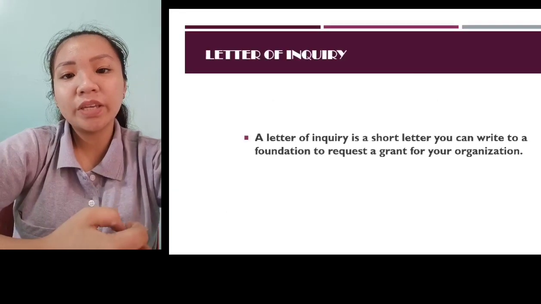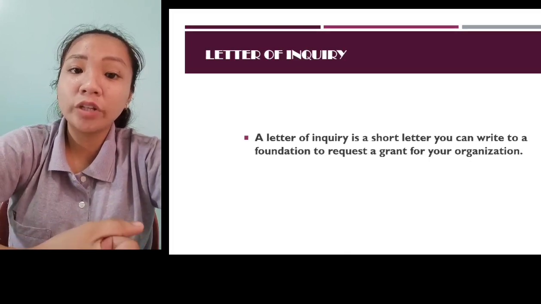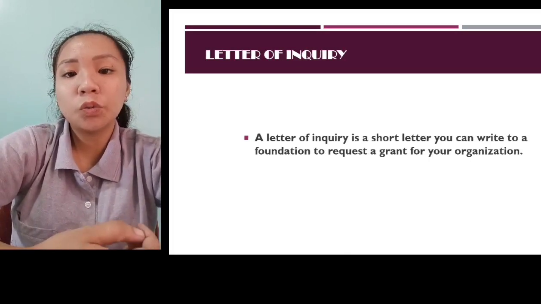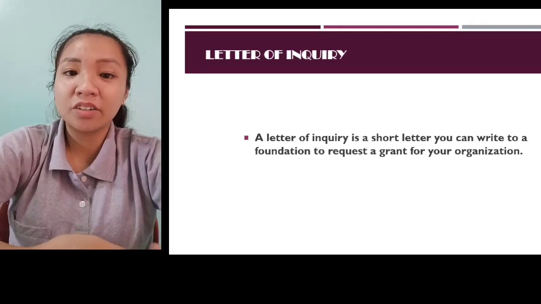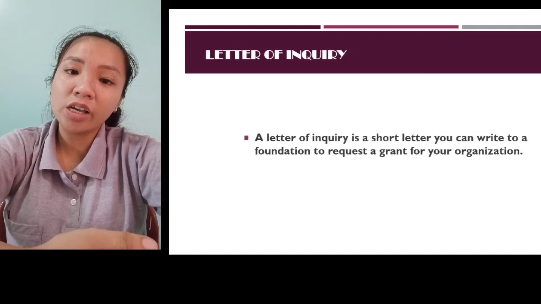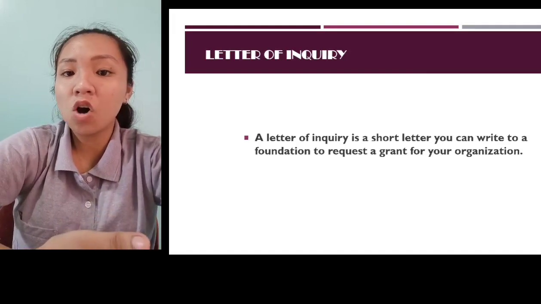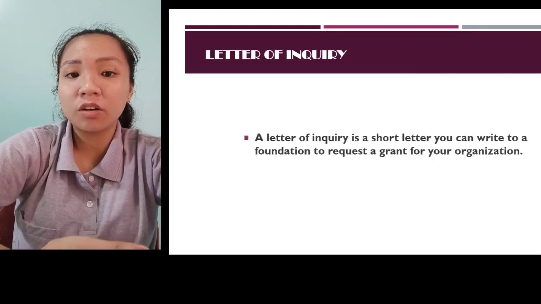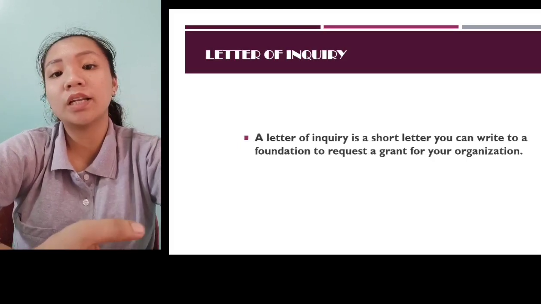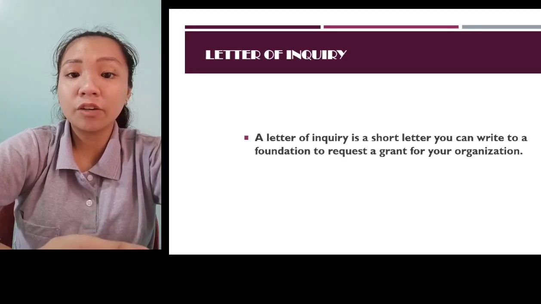So the next topic is letter of inquiry. A letter of inquiry is a short letter you can write to a foundation to request a grant for your organization. Letters of inquiry are typically only a few pages long and discuss the main points of a full grant proposal.